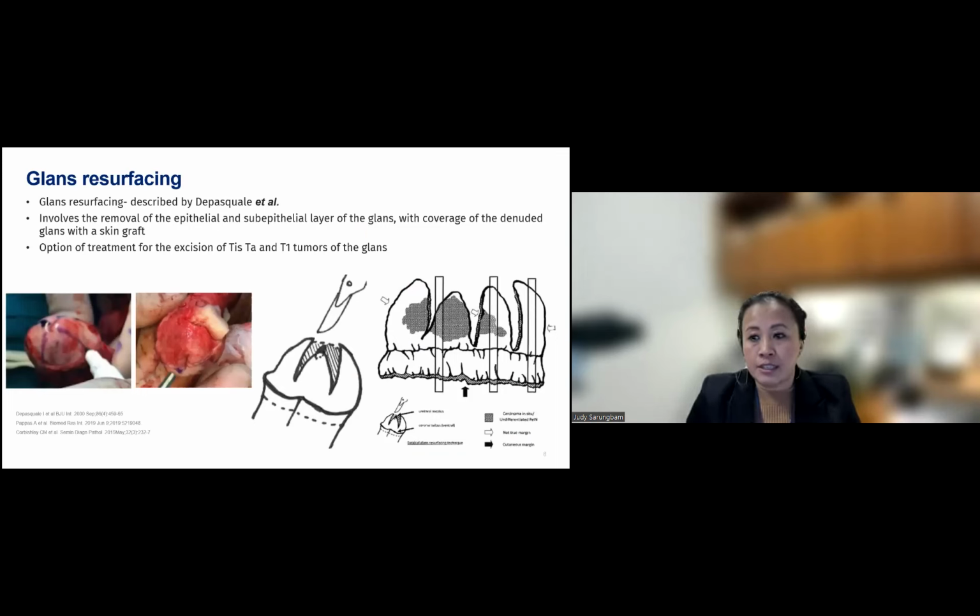We need to identify the margin. Most of the time they are not oriented specimens, so I just identify the deep margin, ink it, serially section, and then submit in entirety. But sometimes we do get an oriented specimen, for example, the specimen pictured in this photograph here.